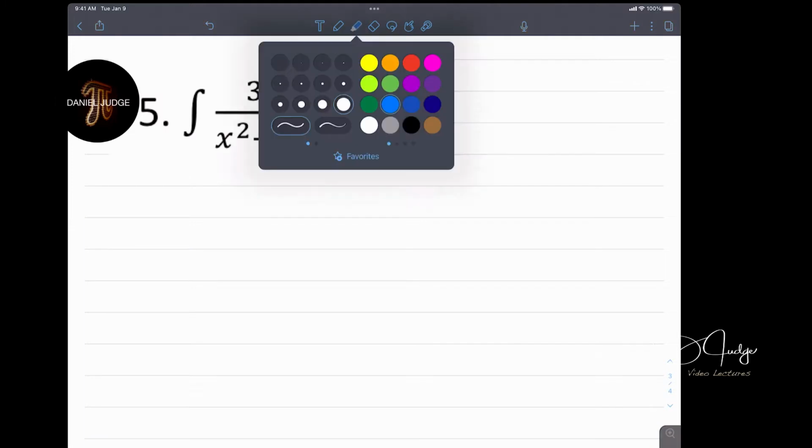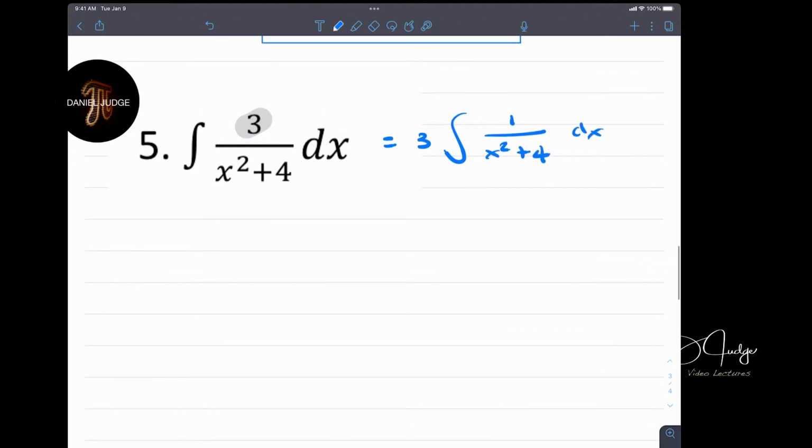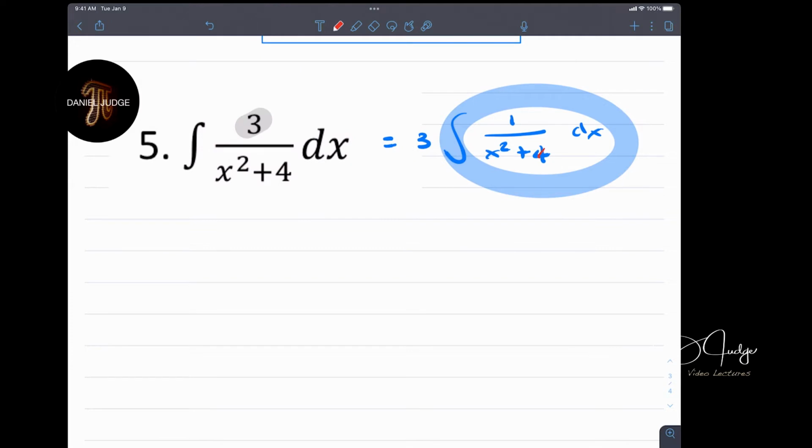So notice for number 5 again, you have a constant here, and you can pull out your constant. 3 times the integral of 1 over x squared plus 4 dx. So here we have to identify what formula we could use for number 5. 1 over x squared plus 4. Remember, that's going to be thought of as 1 over x squared plus 2 squared, where a, remember, a is 2 here.